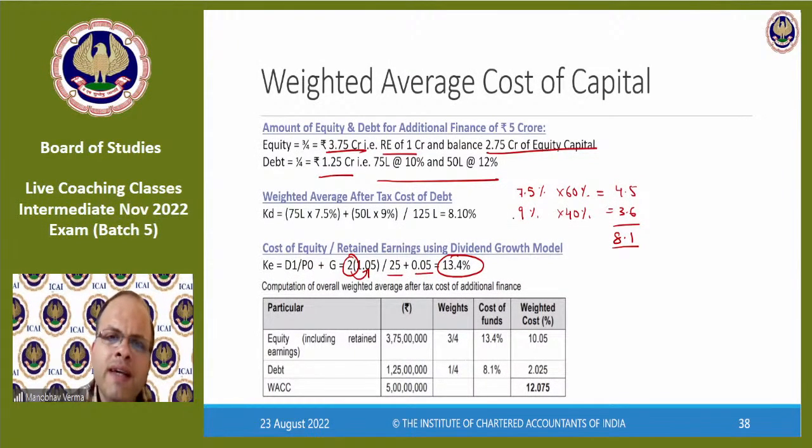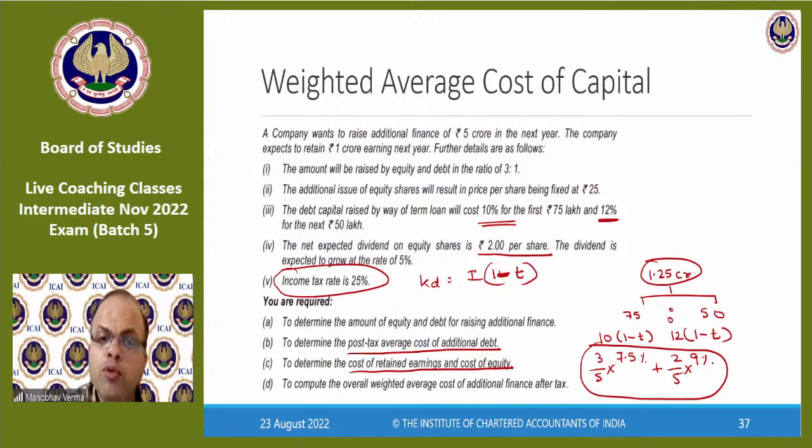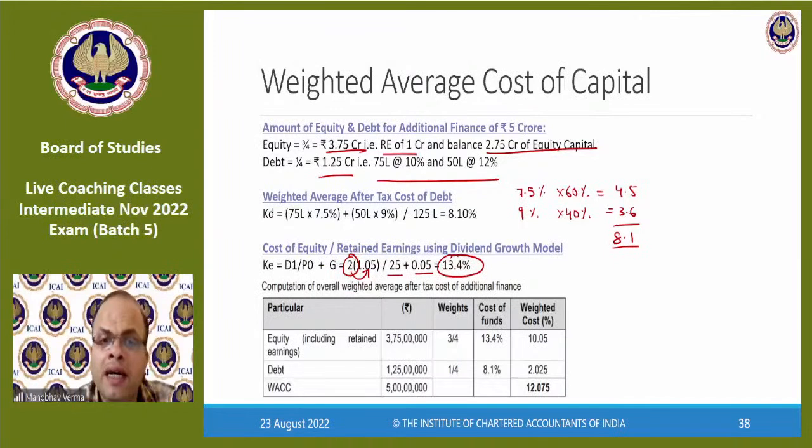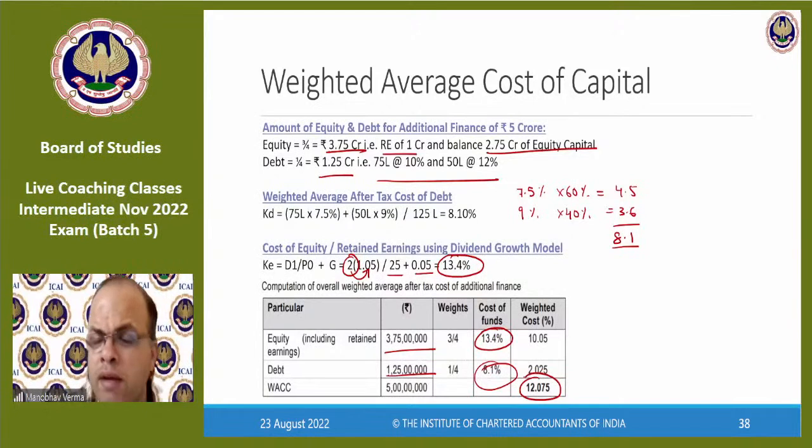So now once we have these cost of equity, cost of debt, cost of debt in terms of the weighted average, because there were two types of debt, we have to just multiply that by the weights to calculate our WACC. That is my final part, the WACC of additional finance after tax. So we have 13.4, we have 8.1, and we just need to multiply that with the ratio of 3.75 crores and 1.25 crores, and we get 12.075%, guys. So the answer is absolutely correct.